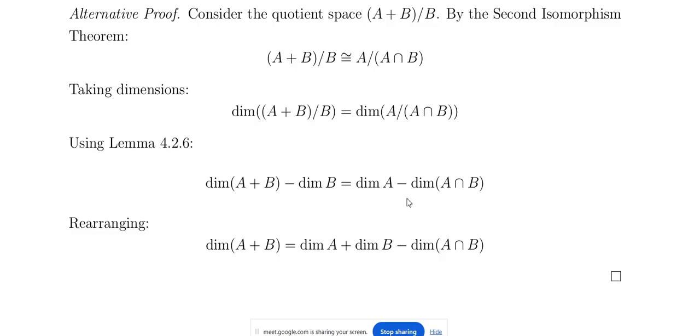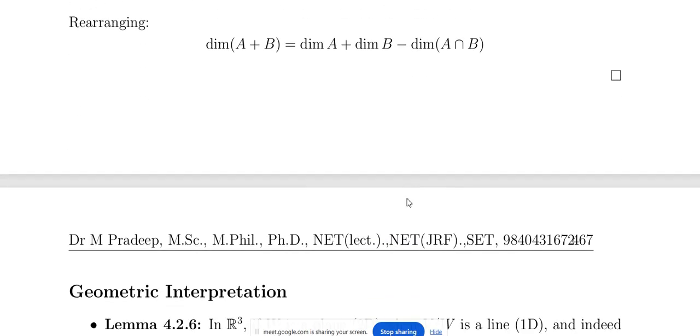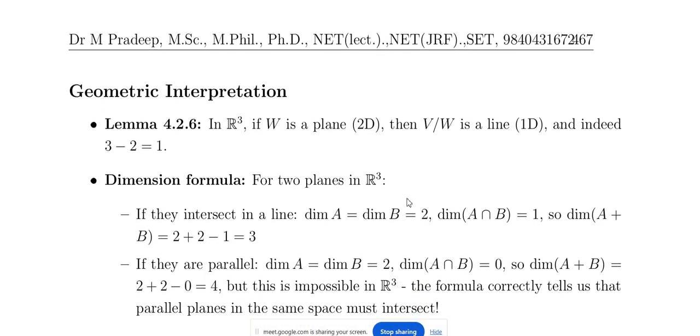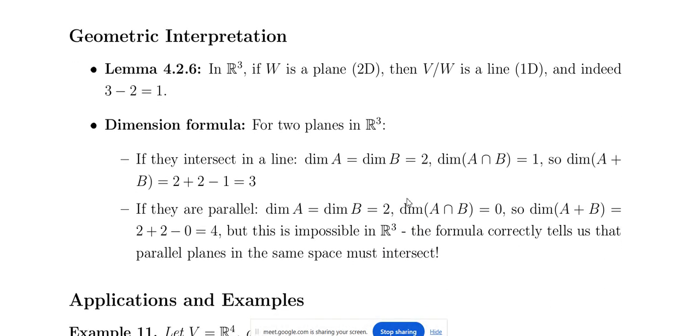And this is the already discussed idea. Using the quotient space we can prove this one. In R cube, W is a plane, and V by W is a line, that is a one-dimensional space, and indeed 3 minus 2 equals 1. So for two planes in R power 3, if they intersect in a line, dimension of A and dimension of B equal 2, and dimension of A intersection B equals 1, so dimension of A plus B equals 2 plus 2 minus 1, that is equal to 3.